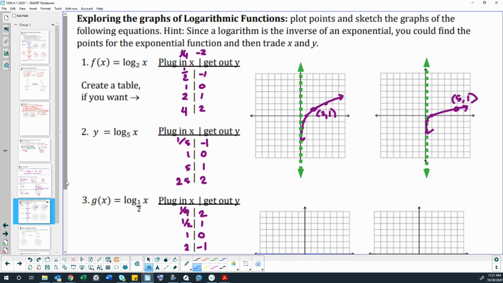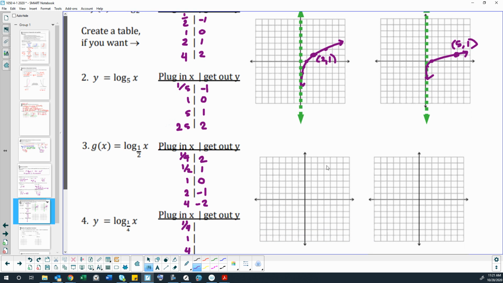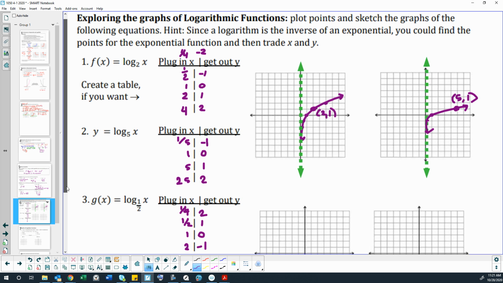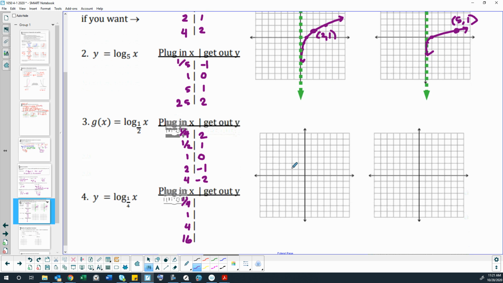Okay, so let's go ahead and plot these points. So I have a point at -1/4, 2. It's not negative. I don't know why I said negative. Positive 1/4, 2. And positive 1/2, 1. And positive 1, 0. And 2, -1. And 4, -2.